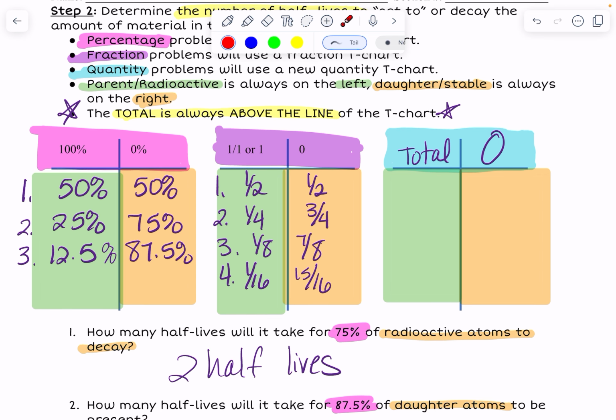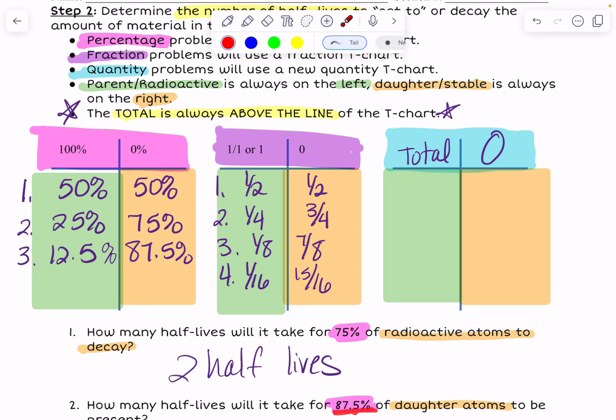This one says how many half-lives will it take for 75%, so that's the number I'm going to match, radioactive atoms to decay, that's this side. So I look to find the match for 75%, and I see that right here. So I got that from this. So I know it was 2 half-lives. So this is the number I'm finding. That tells me this half-life number right here.